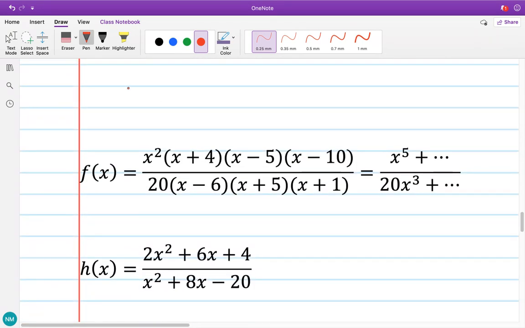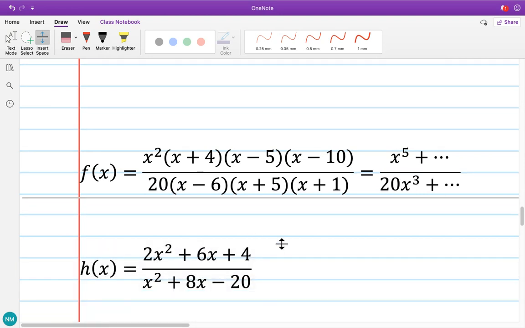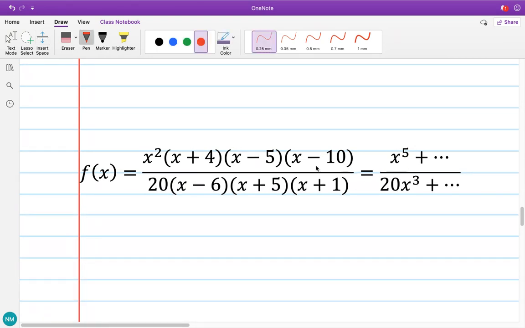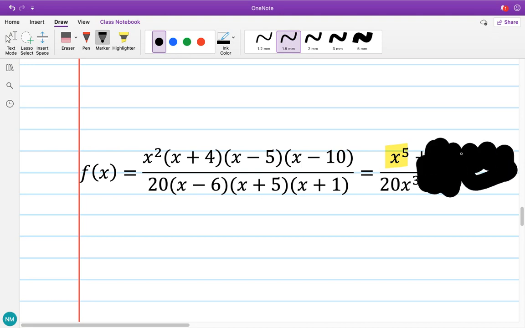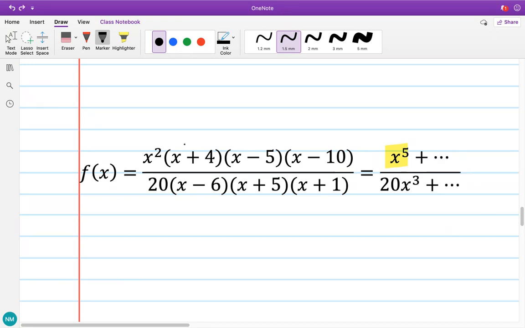Okay, so let's look at a different problem. Like this one, right? We did this problem. Now what I did was I figured out what my leading term was going to be. So I know x squared times x times x times x is x to the 5th, right? Again, all of these do not matter for end behavior, okay? For everything else it matters, but for this, it does not matter. And then I have 20 times x times x times x, which is 20x cubed, and here we had x squared, x, and x, which is x to the 5th.